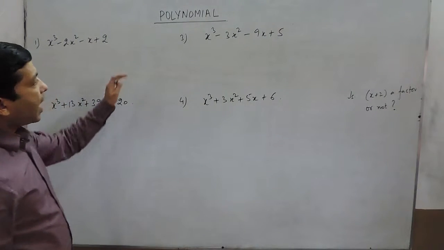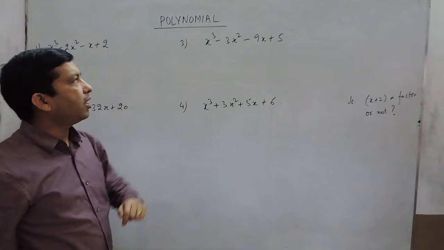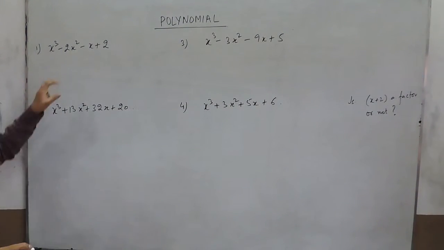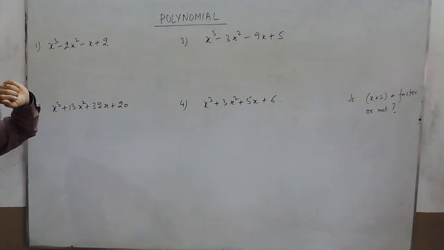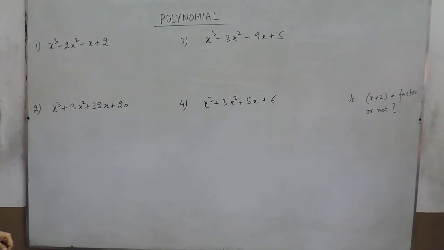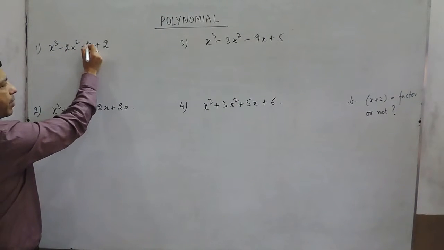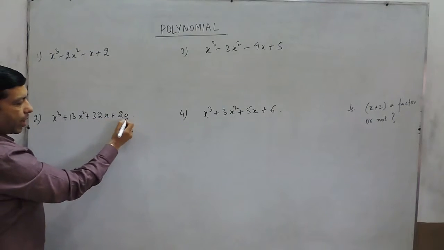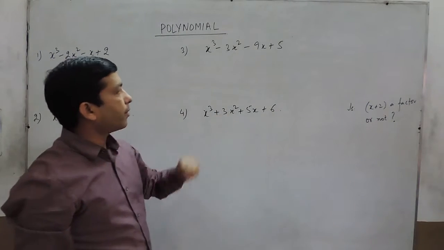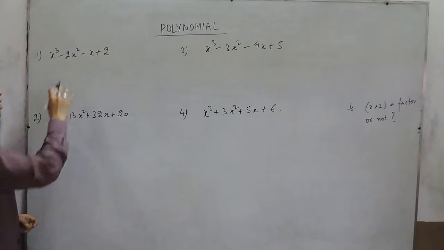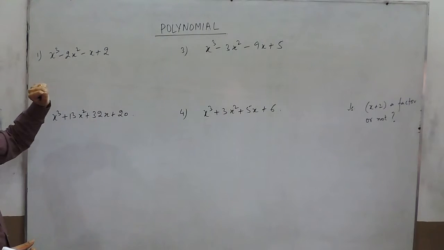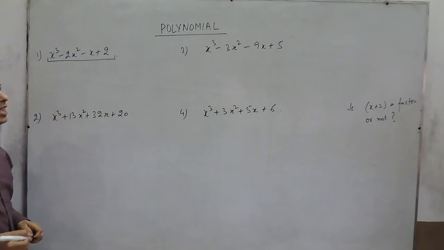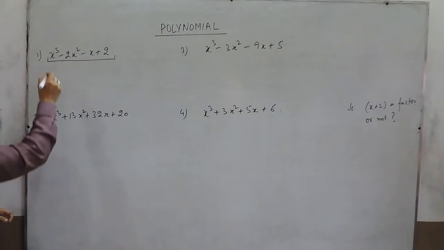Hello everyone. As we have already solved the polynomials which are having a degree of 2, or the power of 2, today we are talking about the polynomial where the degree or the power is 3, like x cube minus 2x square minus x plus 2, x cube plus 13x square plus 32x plus 20, and so on. When we are talking about the polynomials with a power or degree of 3, how to factorize these polynomials is a very important aspect.